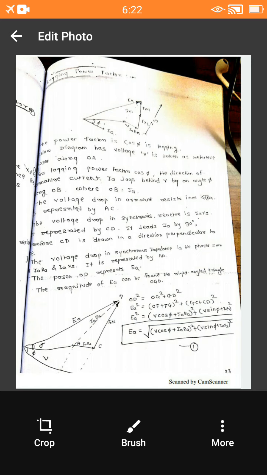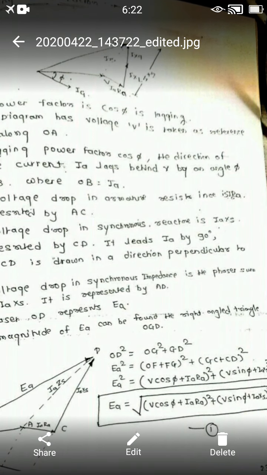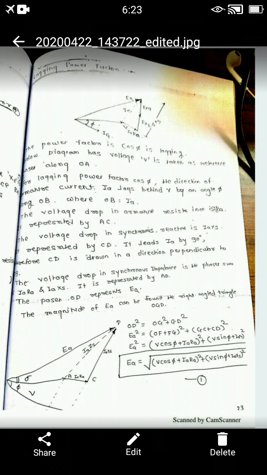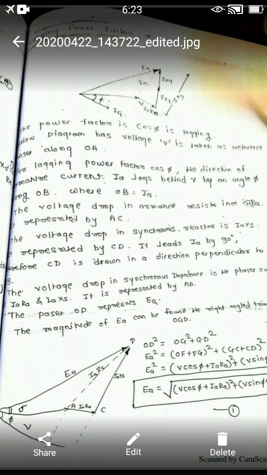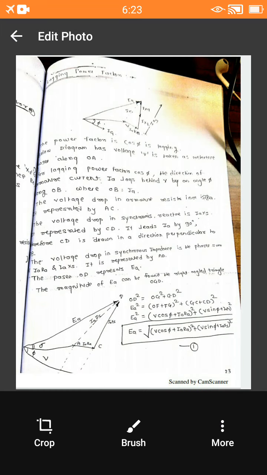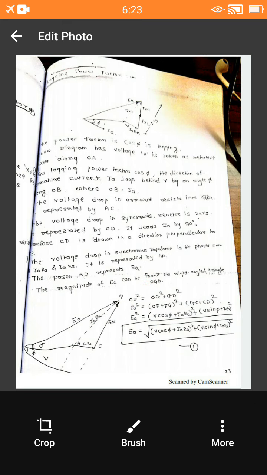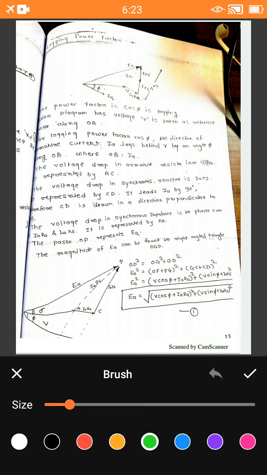Therefore, the voltage drop in the synchronous impedance is given by the phasor with IARA and IAXS. This is represented by AD, that is IAZS, the synchronous impedance drop in that figure. The phasor OD represents the generated EMF, EA.